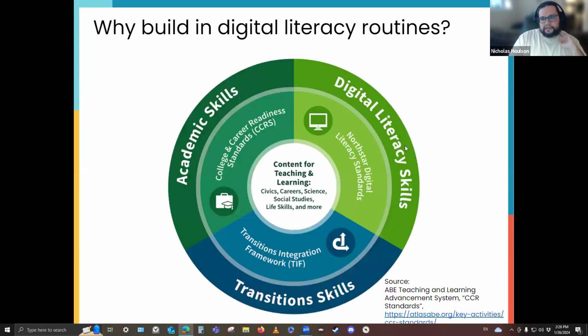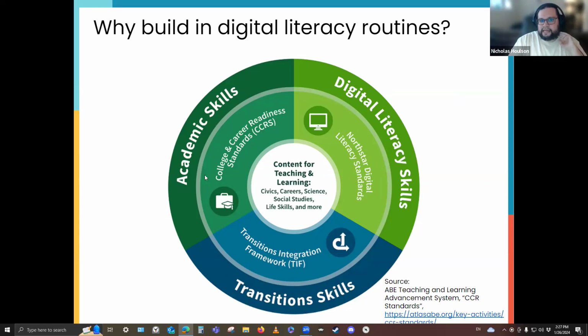Minnesota has included digital literacy skills as part of our standards, as mentioned. Because so many of these skills are integrated into students' daily lives, they overlap heavily with the Transitions Integration Framework, or the TIF skills. Those of you who are super familiar with our CCRS standards will probably be familiar with these 60% of the pie chart.